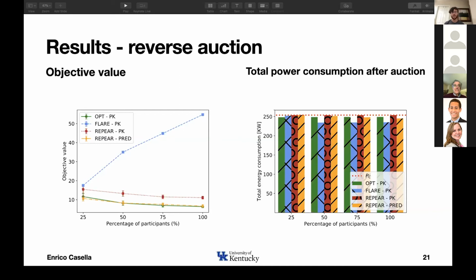And on the right side, you can see that all approaches basically stay below the power cap. So it successfully reduces the peaks. However, you can see that the comparison approach is a bit excessive. It brings a little bit too much discomfort to the users, and therefore ends up reducing the peak a bit too much.